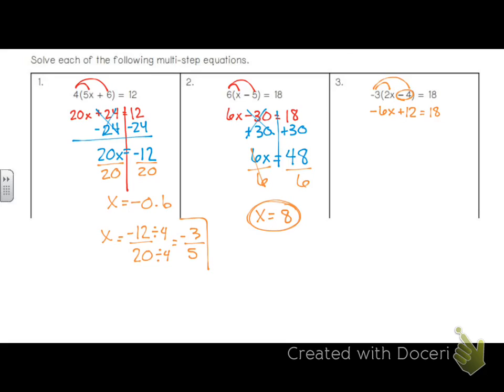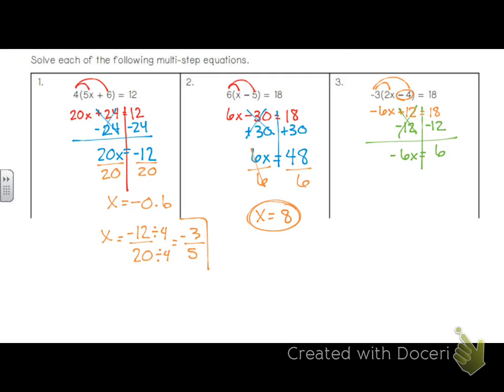Alright, now we're back down to a 2-step equation. So we can get down to undoing the addition or subtraction. So I can see that 12 is being added, so I need to subtract 12 to undo it. 18 minus 12 leaves me with 6. My adding 12 and subtracting 12 cancels to 0 and leaves me with -6x equals 6.